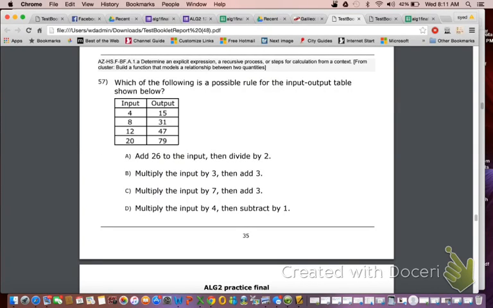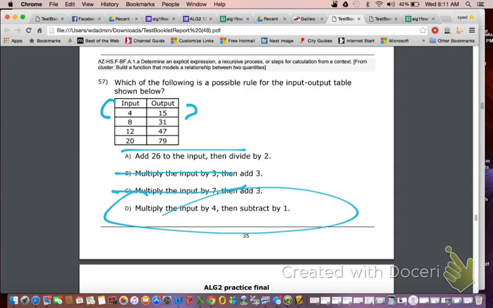Okay, now if you look at this one, every time we go up 4, we go up 16. So every time we go up 1, we'd have to go up 4. So it has to be multiplied by 4, then subtract 1. 16 minus 1, 32 minus 1, 48 minus 1, 80 minus 1. So that works.